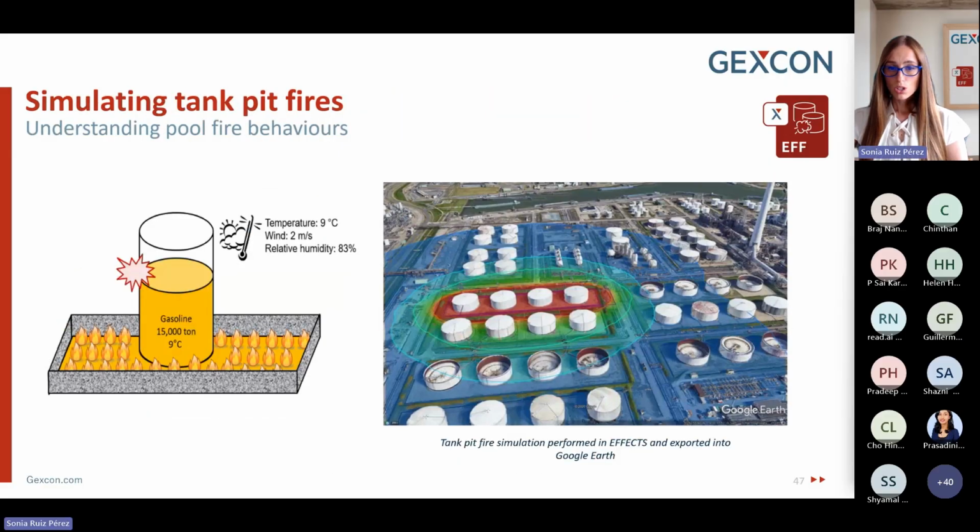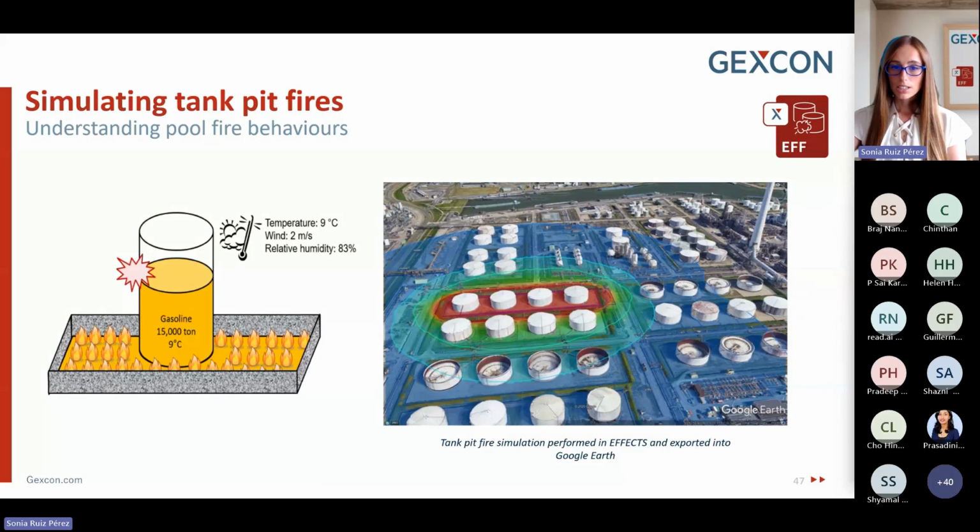Effects and risk curves also offer the ability to simulate tank pit fires, which is the event that occurs when there's a release of a flammable liquid from a storage tank into a bonded area. The size of the pool fire is limited to the shape of the bond or a dike, but can still pose significant heat radiation exposure hazards.